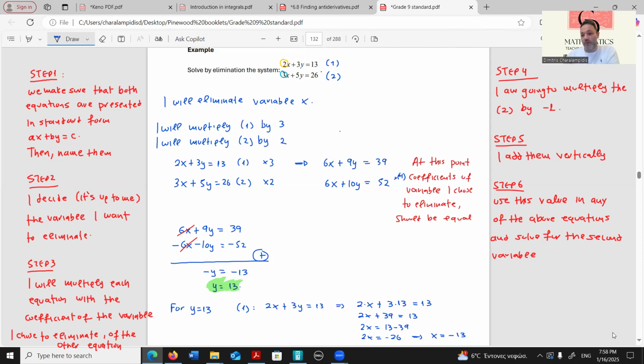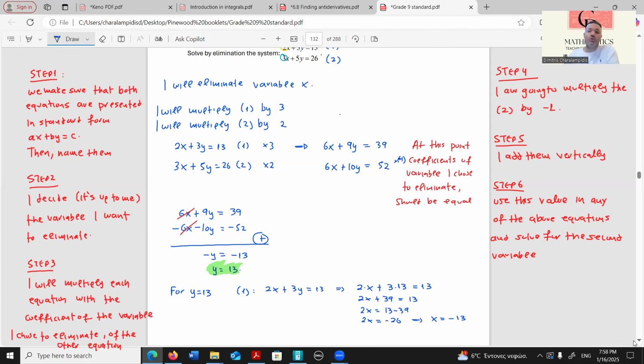Don't forget, however, that a solution should always be given as a pair of values. So in step 7, which is more like a typical step, we can say that you should give your answer as a pair of values. So my solution to that system would be x comma y is minus 13 comma 13.